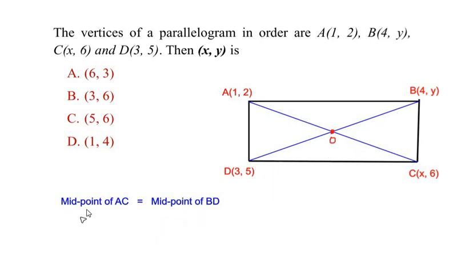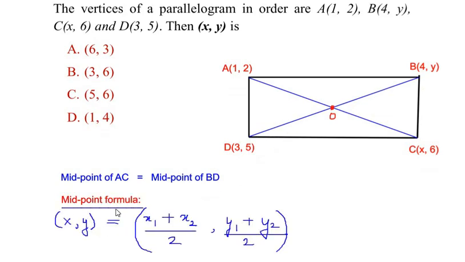Now let us use the formula for the midpoint of a given line. This is the midpoint formula, which is x comma y equal to x1 plus x2 over 2 comma y1 plus y2 over 2. So x1 and x2 represent the coordinates of the 2 points of a line. If we are considering the line A and C, x1 is 1 and x2 is x. So let us find out the midpoint of the line AC first.